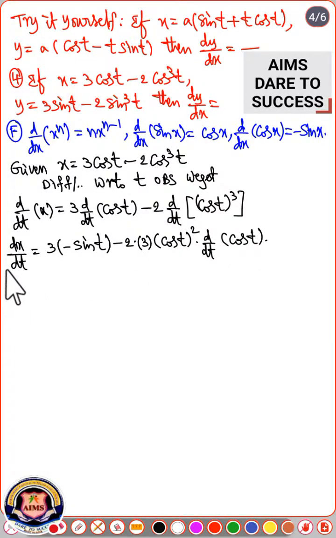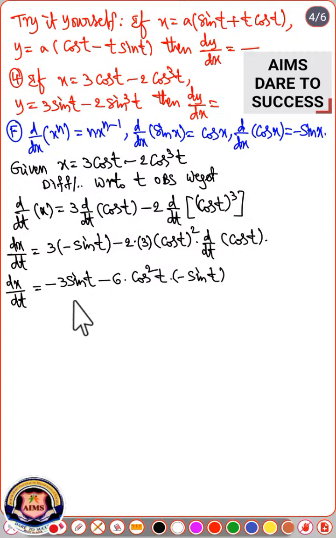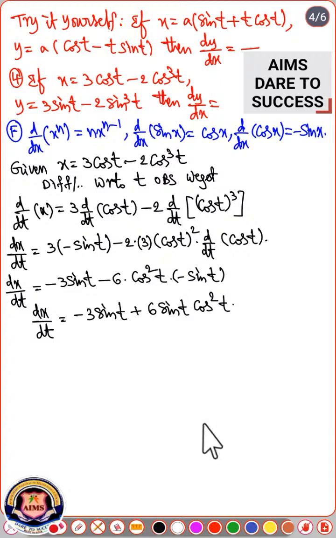Okay my dears, dx by dt is equal to plus into minus, minus 3 into sin t, then minus 2 into 3 is 6 into cos t whole square, which can be written as cos square t. The derivative of cos t is minus sin t. So later we can write it like this: dx by dt is equal to minus 3 sin t, minus into minus, plus 6 into sin t into cos square t.